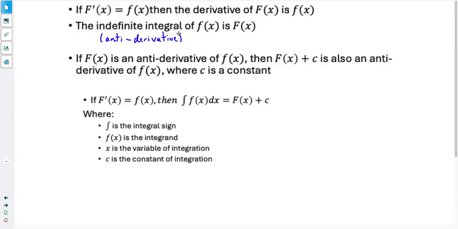Now, if capital F of x is an antiderivative of f of x, then capital F of x plus c is also an antiderivative of f of x, where c is a constant. So we can say if capital F prime of x equals f of x, then our integral, which this is our symbol for an integral, of f of x dx is equal to capital F of x plus c, where once again, this is our integral sign, f of x in here is referred to as our integrand, x is our variable of integration, and c is the constant of integration.